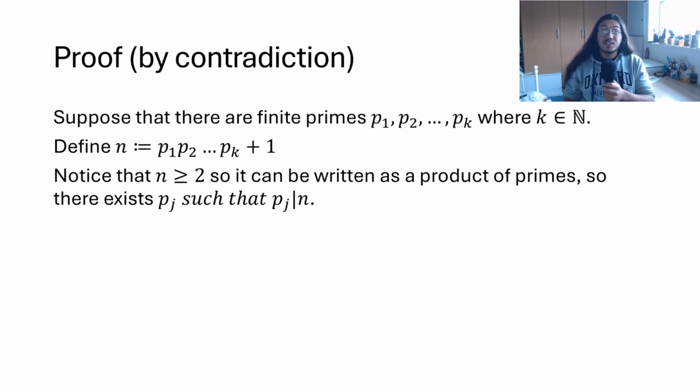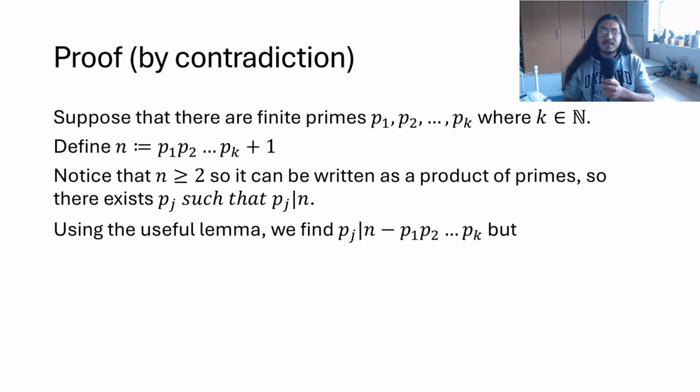And this satisfies the assumption of the fundamental theorem of arithmetic, which is that n can then be written as a product of primes. But remember that our primes are finite. So if n can be written as a product of these primes, then it must be divisible by at least one of those primes in the list. So we just choose one of those primes, which is pj, and we say that pj divides n, because we know at least one of those primes does divide n. Remember that pj also divides the product of all the finite primes, because pj is also included in that product.